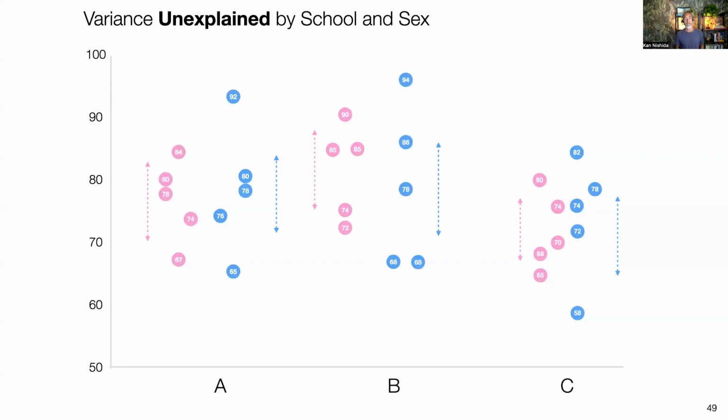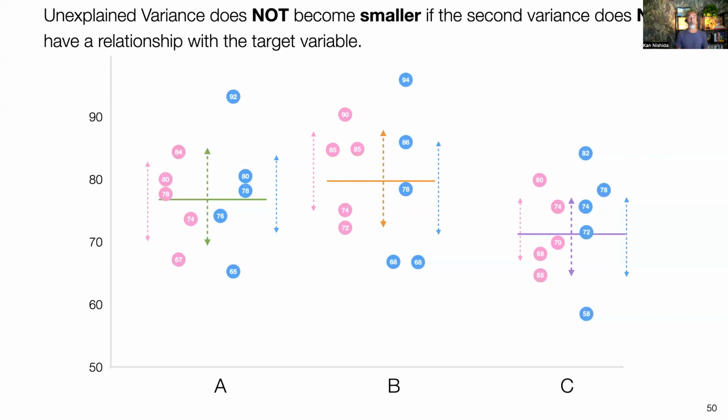Okay. And it didn't really get much smaller, almost like, because before or after you split into male and female, still the variance seems to be kind of the same. Let's compare to the original one. Okay, original is like a green, orange, and purple. So the unexplained variance did not get smaller.